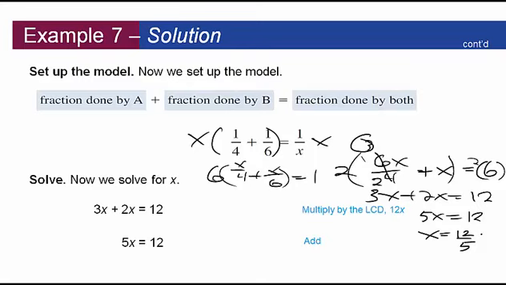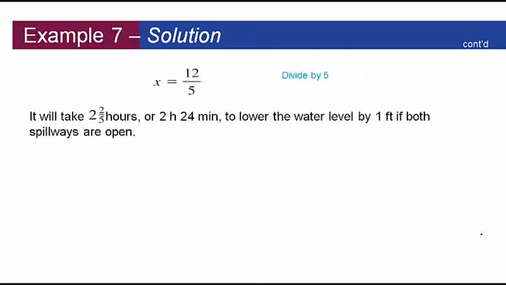So if x equals 12 fifths, we just figured out how long it's going to take working together for them to lower it, right? It's going to take them 12 fifths of an hour. Well, what the heck is 12 fifths of an hour? Turn it into a mixed number, you get 2 2/5. So that's 2 hours, and then you have to do 2/5 of an hour. Well, 2/5 of an hour is really just 2/5 times 60 minutes. 60 divided by 5 is 12. 12 times 2 is 24. And that's how they get 2 hours and 24 minutes to lower it by 1 foot.